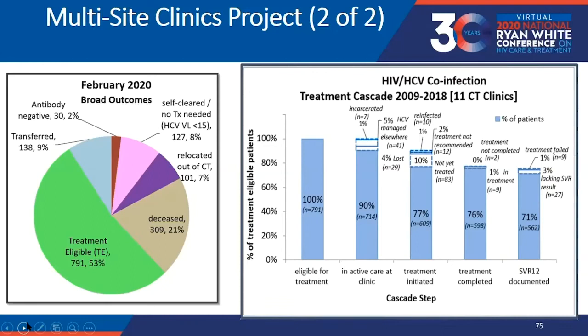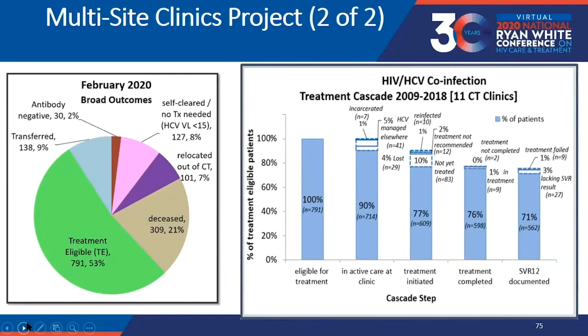And this is predominantly the DAAs, the direct acting antivirals, with a sprinkling of people who had interferon back in the day. Treatment was completed in 76%, and SVR was documented in 562, or 71% of those original treatment eligible people. And so that's also quite good. So these are 11 clinics with robust hepatitis C treatment protocols and knowledgeable providers. So again, by looking at this different approach, not entirely surveillance-based, we had an SVR rate of 71%.